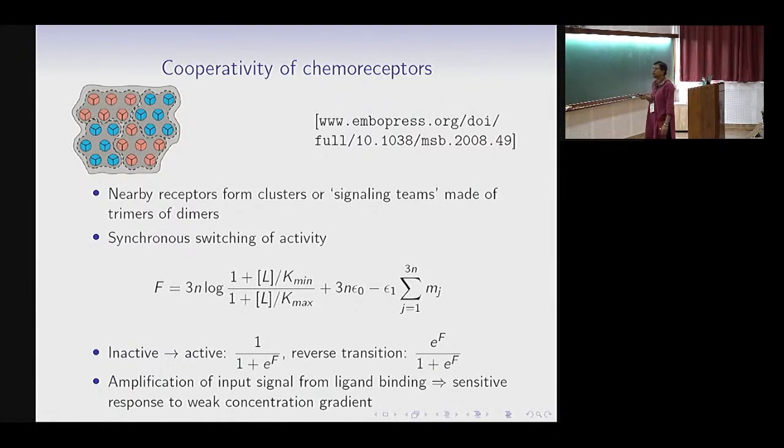Now, one important reason for this cooperativity, this cluster formation, is that it amplifies the input signal. Instead of one receptor changing its activity, a whole bunch of receptors change their activity, which has a direct impact on the tumbling bias of the cell. This is understood to be the reason for the very sensitive response shown by E. coli even when a weak concentration gradient is present in the medium, because it amplifies the input signal.